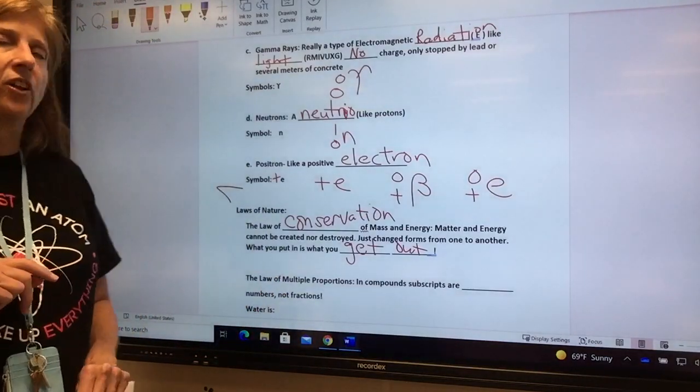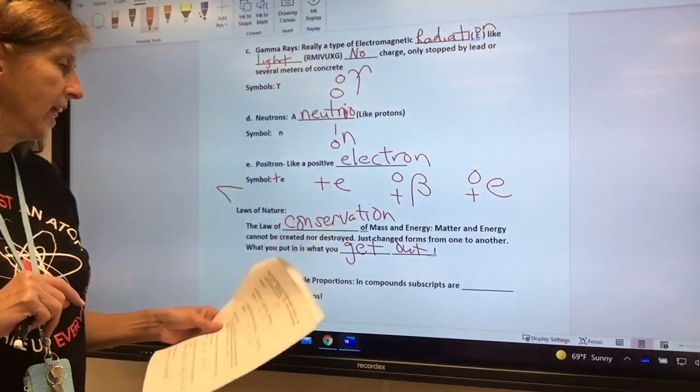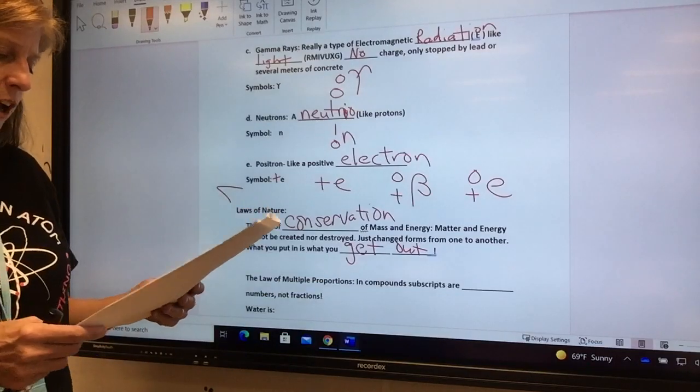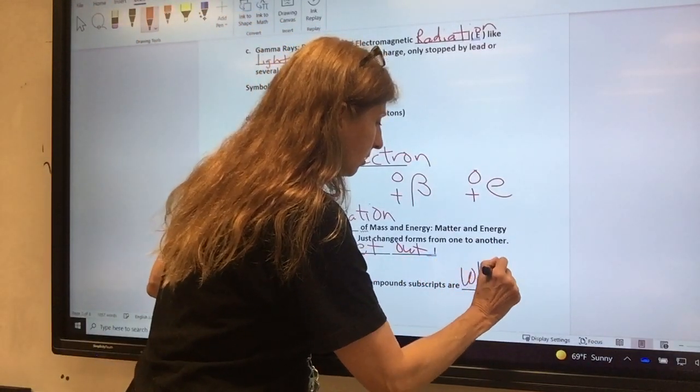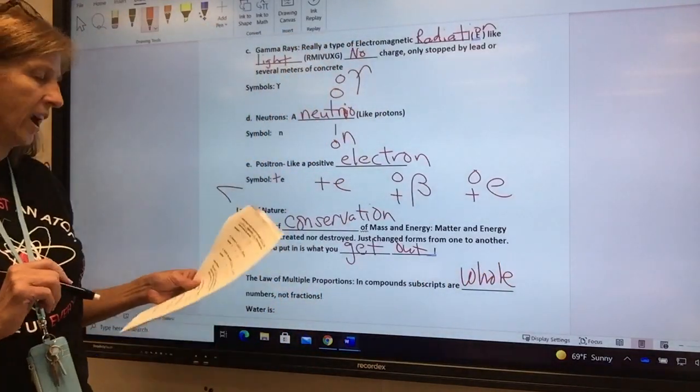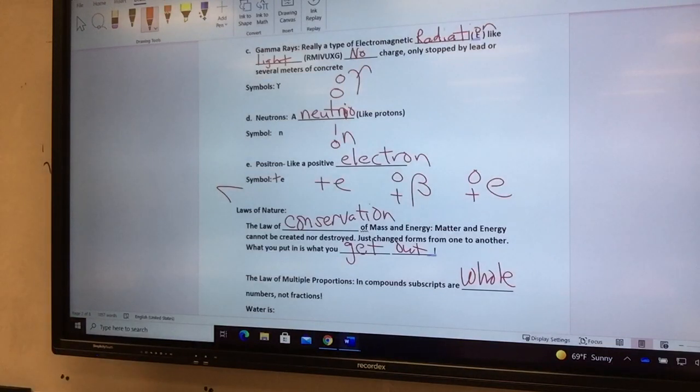The second one is the law of multiple proportions. In compounds, subscripts are whole numbers. They're whole numbers, not fractions. I'm going to scroll this up. So what is the formula for water? H2O, right?